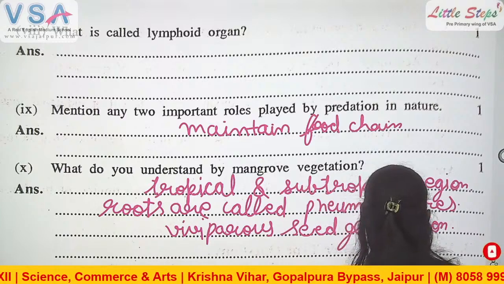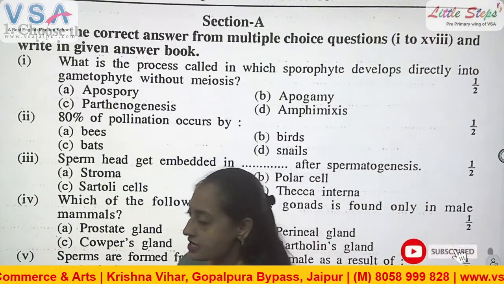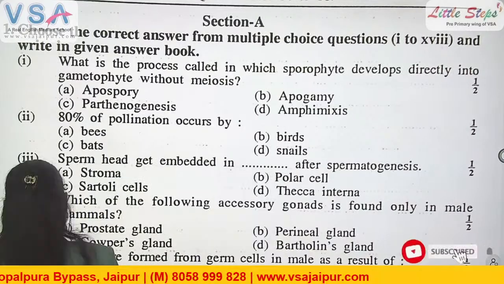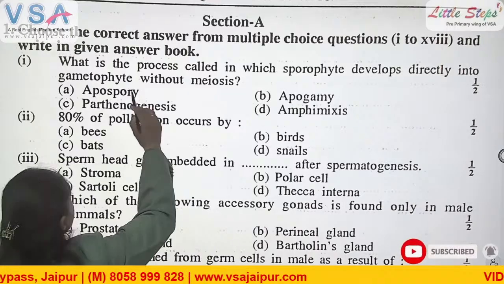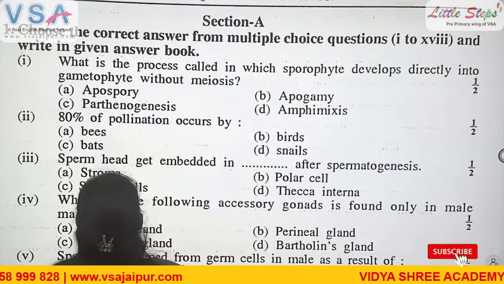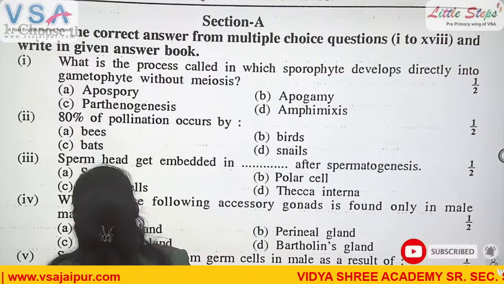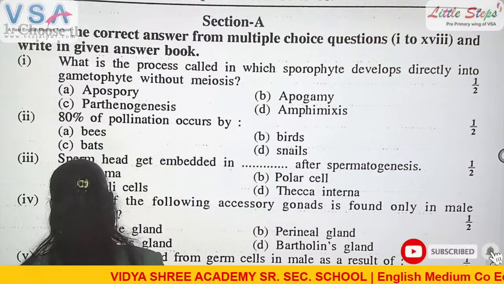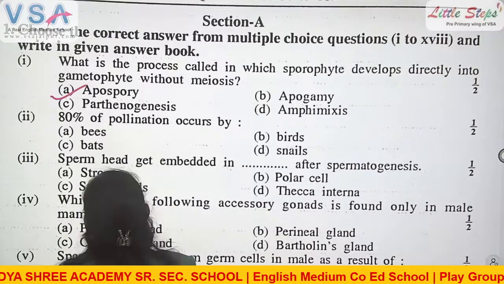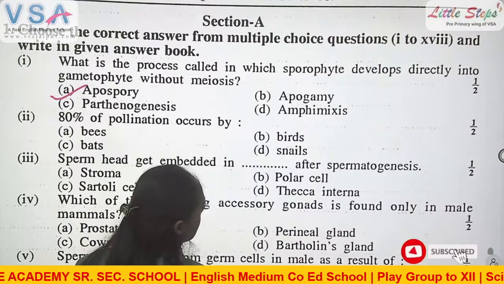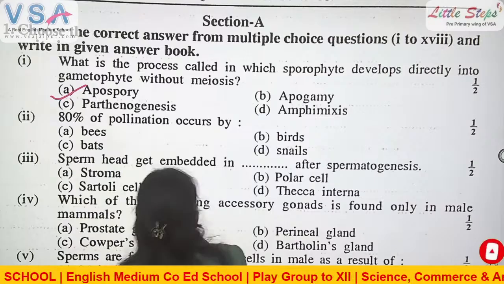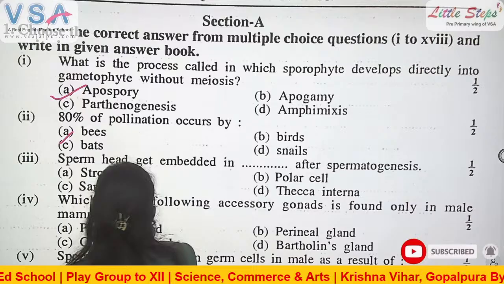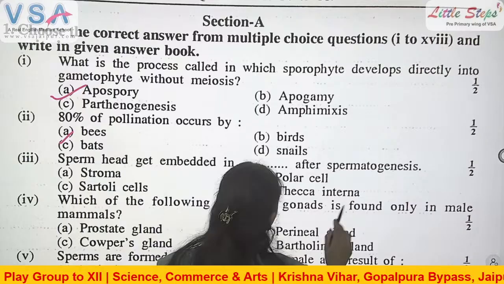Okay, now the next is, this is another model paper. Okay, so let's start. The first question: what is the process called in which the sporophyte develops directly into the gametophyte without meiosis? So this is apospory. 80% of pollination occurs by bees, birds, bats or snails? Option B, bees. Sperms are embedded in which cells after spermatogenesis?